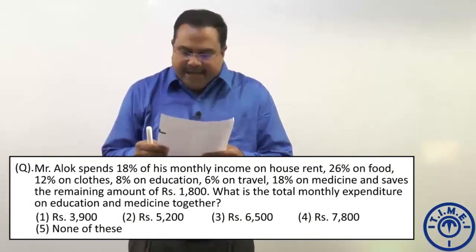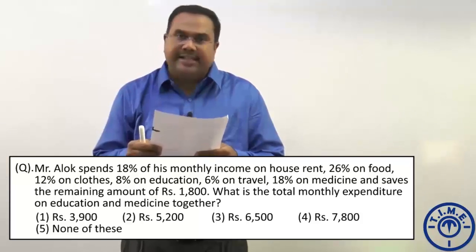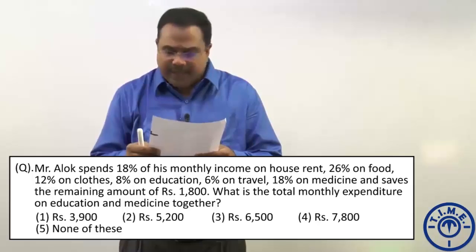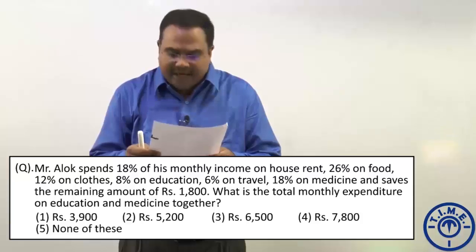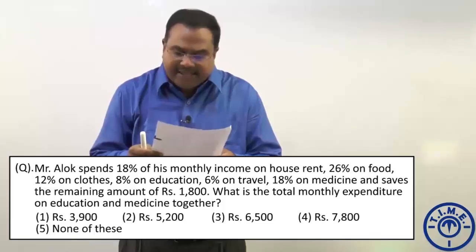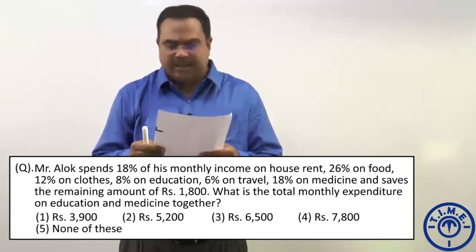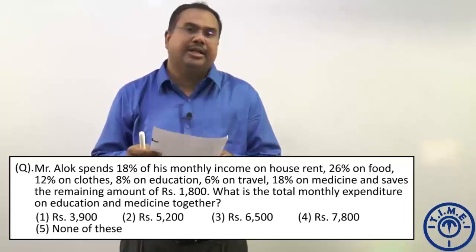Next question. Mr. Alok spends 18% of his monthly income on house rent, 26% on food, 12% on clothes, 8% on education, 6% on travel, 18% on medicine, and saves the remaining 1800 rupees. What is the total expenditure on education and medicine together?